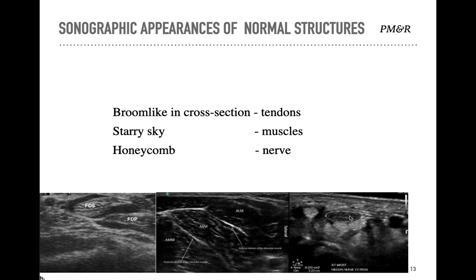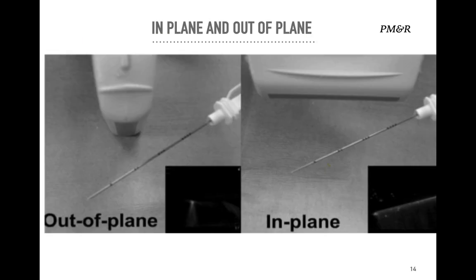Coming to nerve, this is the carpal tunnel. Inside the carpal tunnel, we have the median nerve. It has a honeycomb appearance. If you see here, the tendons are all around, which are broom-like, and this is honeycomb-like.